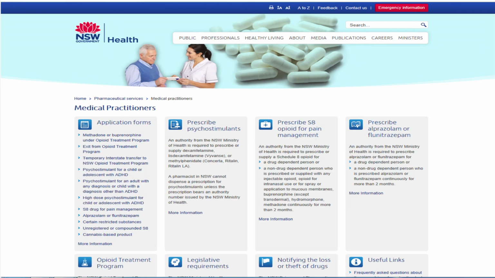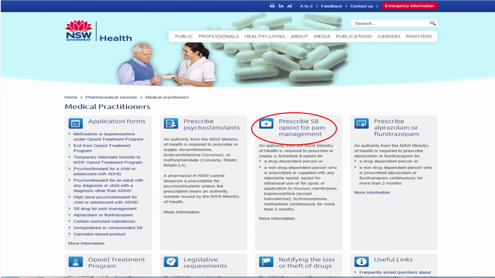And there's a whole heap of application forms. Prescribing authorities for opioids for pain management is the really important one there. And it gives you all the issues around what you need to do in order to prescribe for opioid pain management, and the authorities that you need, which is different from an authority for prescribing medicines like buprenorphine and methadone for opioid agonist treatment. Moving on.